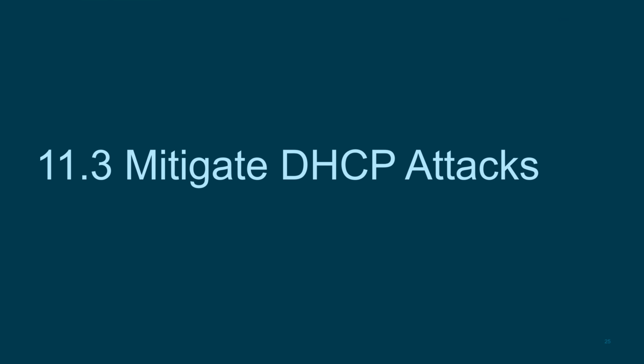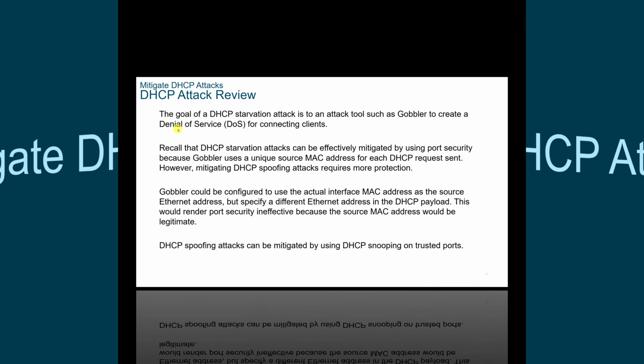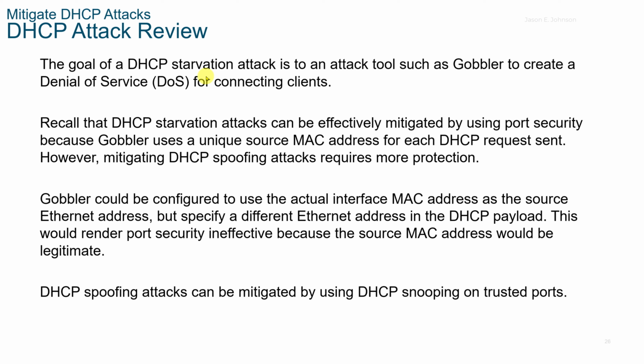11.3 Mitigate DHCP attacks. The goal of a DHCP starvation attack is to use an attack tool such as Gobbler to create a DoS, or a denial of service, for any connecting clients. And we recall that DHCP starvation attacks can be effectively mitigated by using port security, because Gobbler uses a unique source MAC address for each DHCP request.